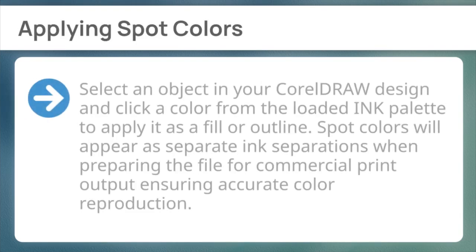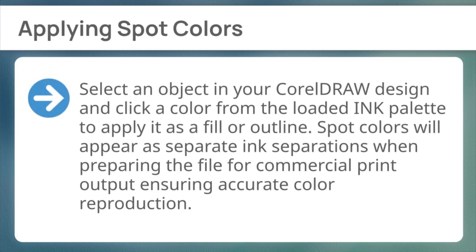Next, applying spot colors. Select an object in your CorelDRAW design and click a color from the loaded INK palette to apply it as a fill or outline. Spot colors will appear as separate ink separations when preparing the file for commercial print output, ensuring accurate color reproduction.